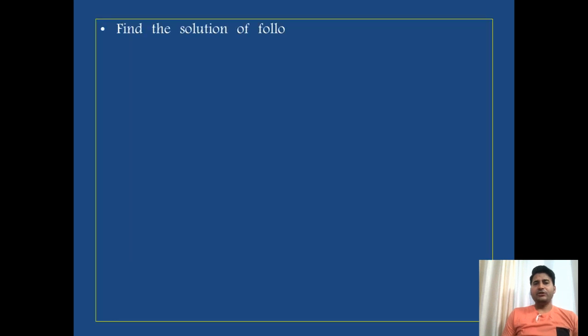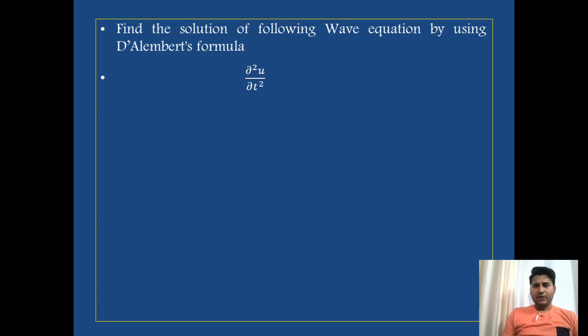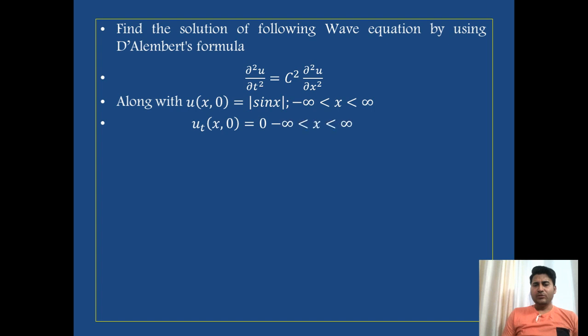Find the solution of the following one-dimensional wave equation by using D'Alembert's formula. The equation is given as del 2u over del t square equals c square del 2u over del x square, along with the condition that u(x,0) equals mod of sin x and u_t(x,0) equals 0. That is, the initial velocity is 0 and the deflection is mod of sin x. That is, f(x) is mod of sin x in this problem.